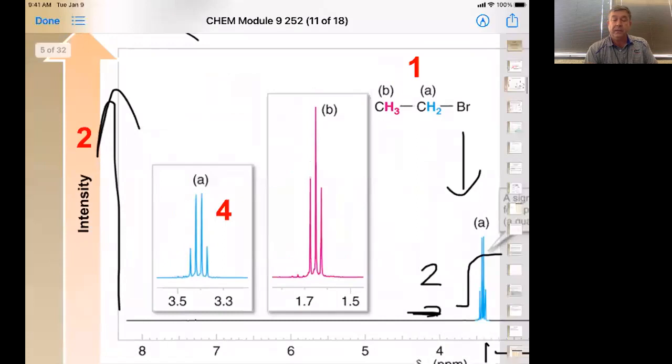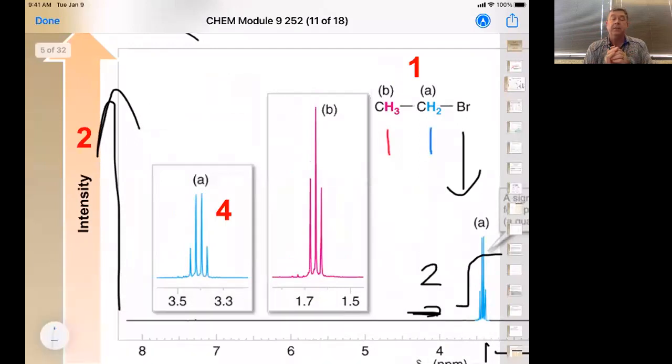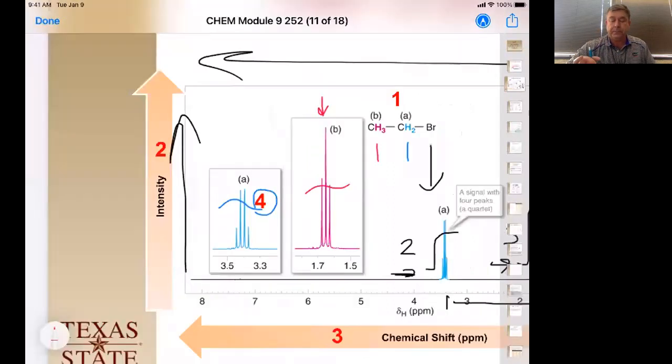And technically, we do get one peak for each of these, one peak here and one peak here. However, because of spin-spin coupling or spin-spin splitting, this peak is split into 4, and we call that a quartet, and this peak is split into 3, okay? That splitting tells us something about what's nearby the peak we're looking at, okay? And I'm gonna tell you how to elucidate that as well.